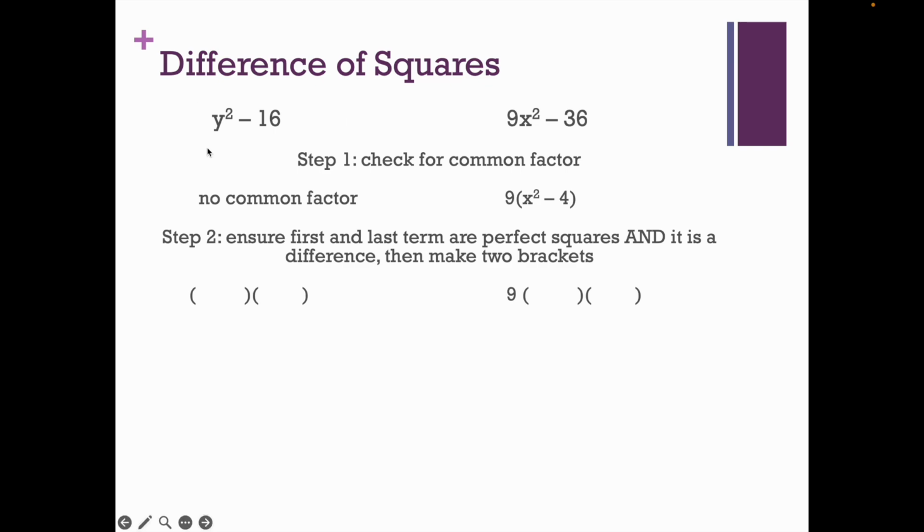So for the first example, there was no common factor, so I'm just going to put two brackets here. And for the second example, I'm just going to remember to put the 9 that I removed and the two brackets after that. Step 3 is to square root each term.